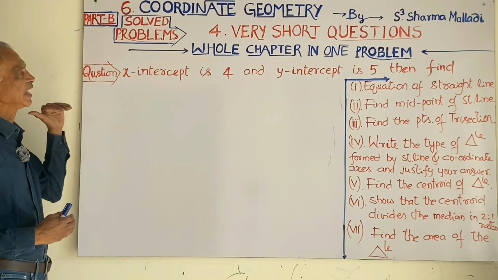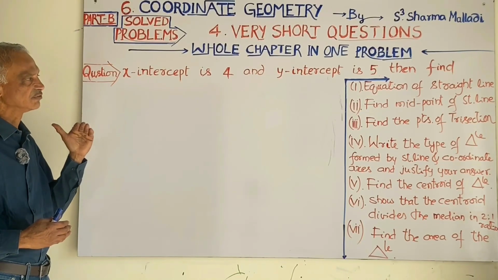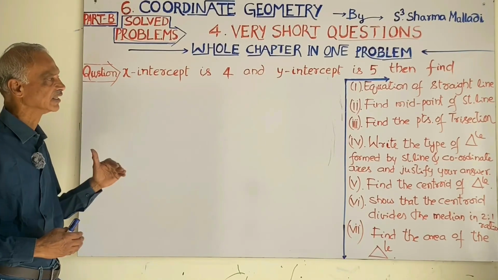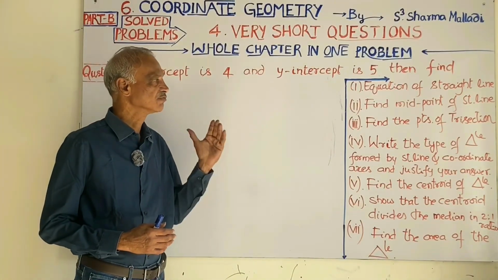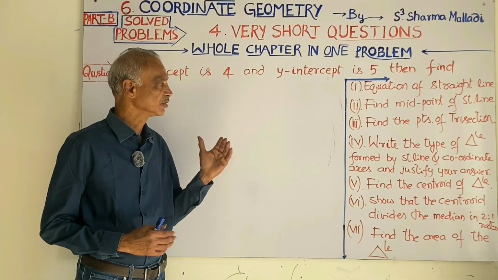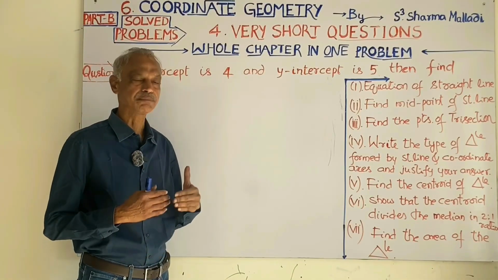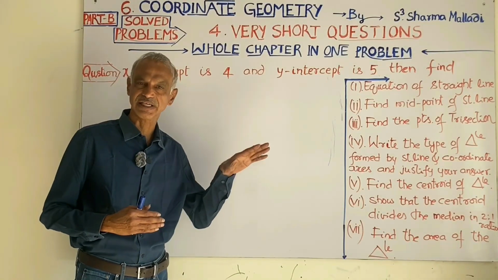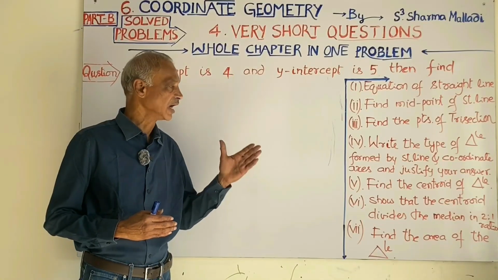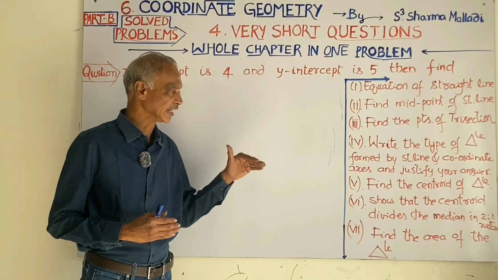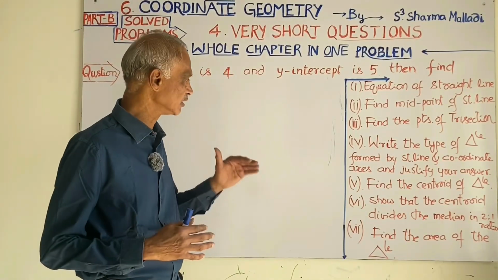We have x-intercept is 4 and y-intercept is 5. Then find the equation of the straight line. Find the midpoint of the straight line. Find the points of trisection. Next question. Write the type of triangle formed by the straight line and coordinate axes and justify your answer. Next. Find the centroid of the triangle.